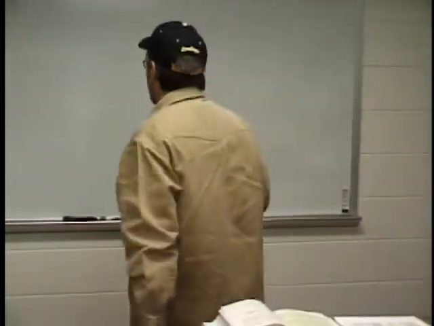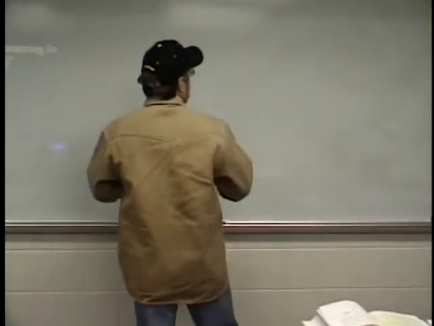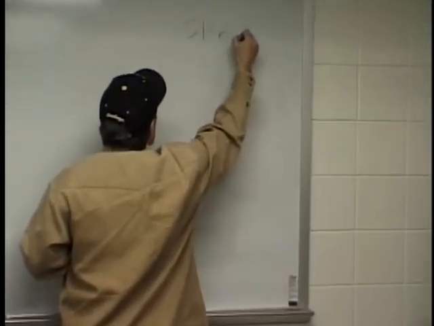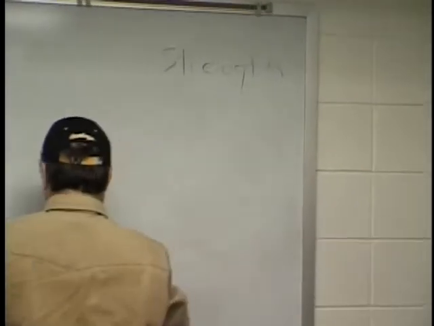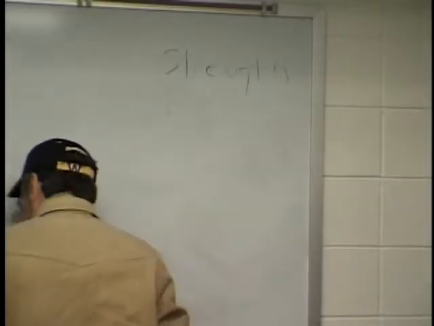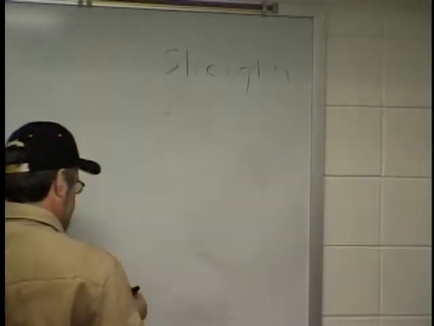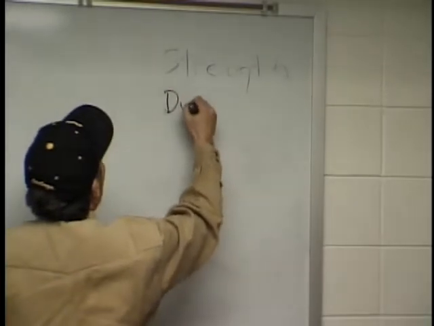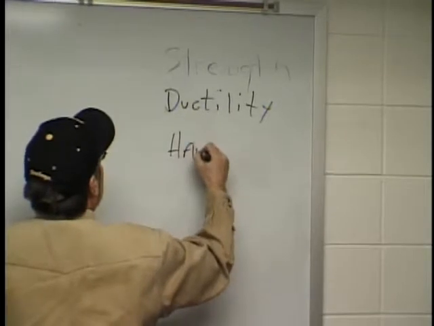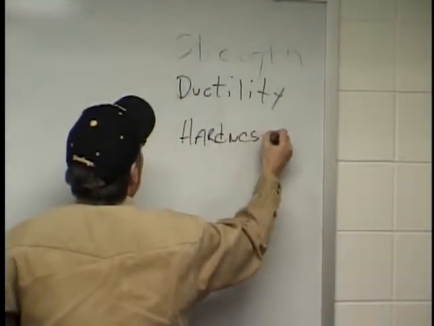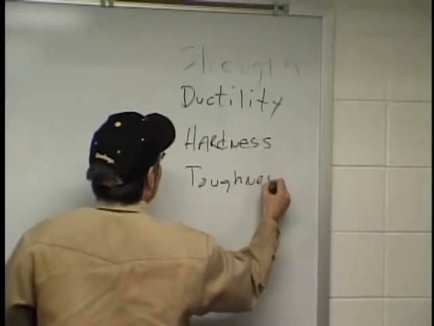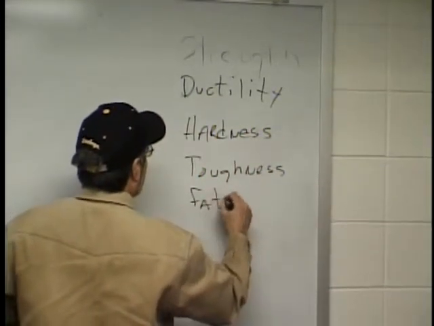There are five main properties of metal. Let's put them over here out of the way. Strength is probably the most important one. Then you have ductility, hardness, toughness, and fatigue strength.